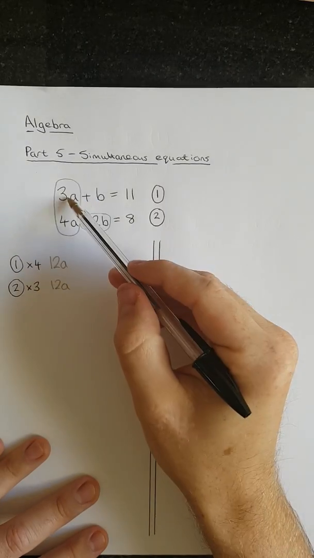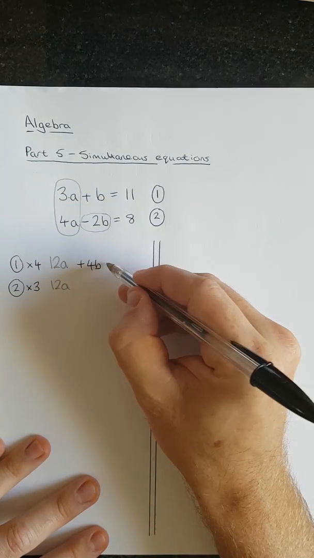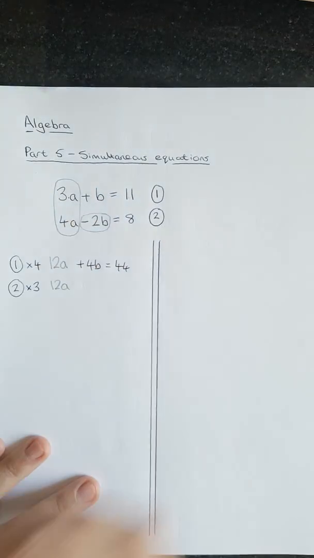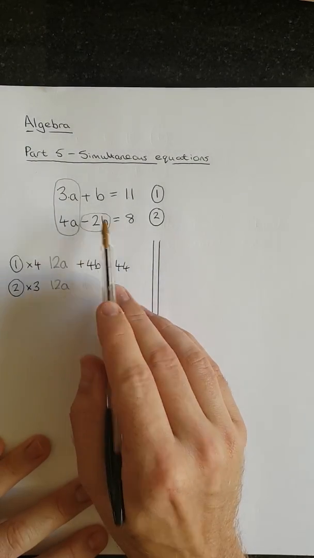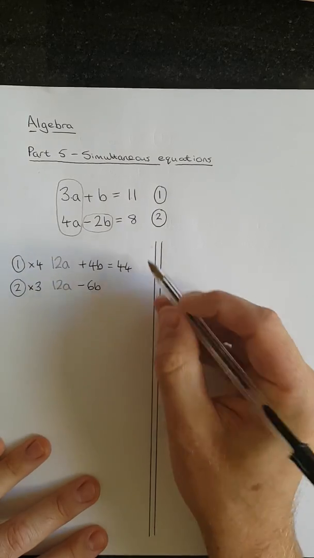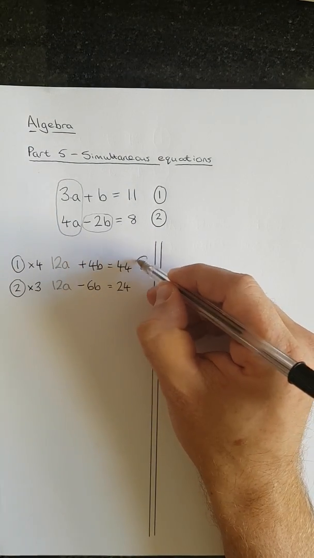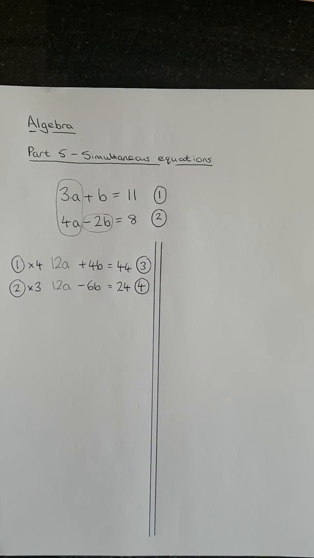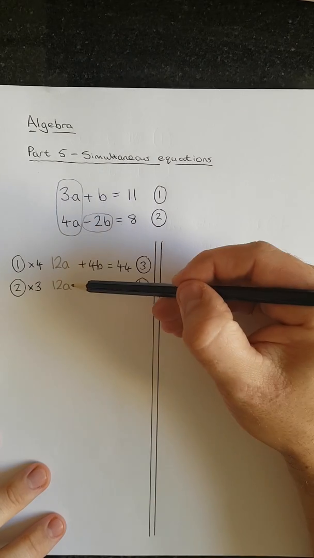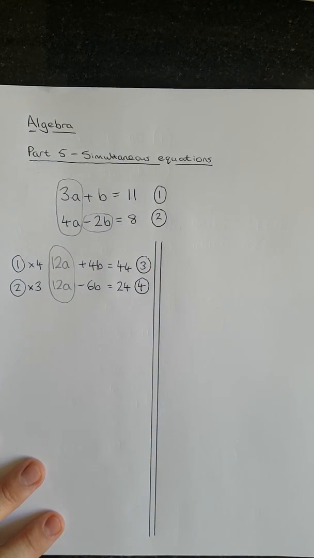Now, 3a times 4, b times 4, 44 is 11 times 4. And I'm timesing by 3, times by 3, times by 3, and then times by 3. And this is our new pair of equations, 3 and 4. Do not worry about the negative. Let's do what we would have done before. We're going to eliminate a now because they match just like before.